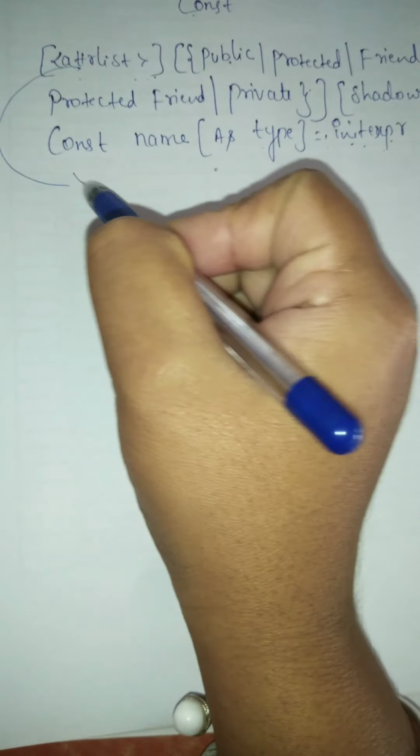For example, whatever this attribute list we have, it has one general syntax.